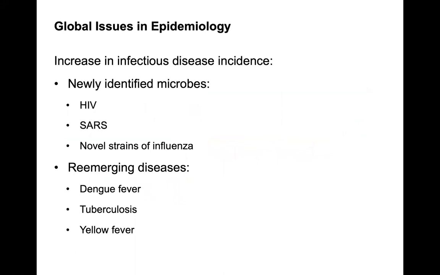And then I'll just finish with some global issues in epidemiology. We're seeing increases in infectious disease incidence and newly identified microbes: HIV in the 80s, SARS, novel strains of flu. We're living through one right now, the novel virus. That's why they're calling it a novel virus. This is a newly identified microbe, the particular strain COVID-19. And then we also see some things that reemerge: TB, dengue fever, yellow fever. So you always get these new and emerging things, but also old things that resurface. And that is the end of chapter 13.